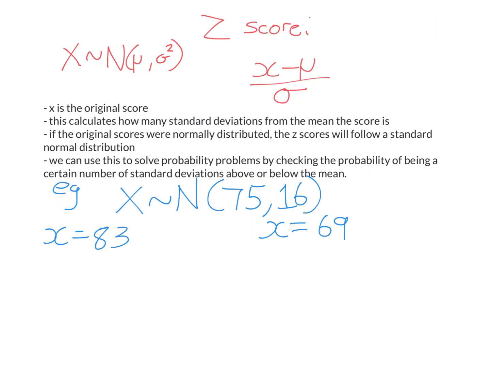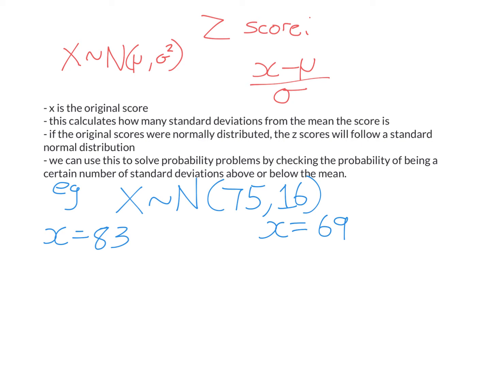So the idea here is simple. We have a random variable that's normally distributed with mean mu and variance sigma squared. What we do is we take a score, so little x is a score from this distribution, and we put it into this formula: score minus the mean over the standard deviation. What this tells you is how many standard deviations your score is above or below the mean.